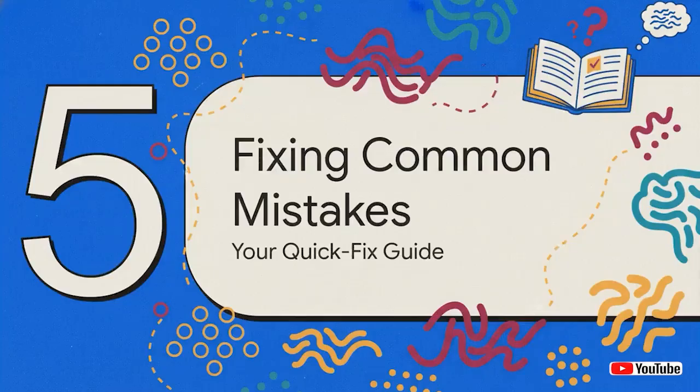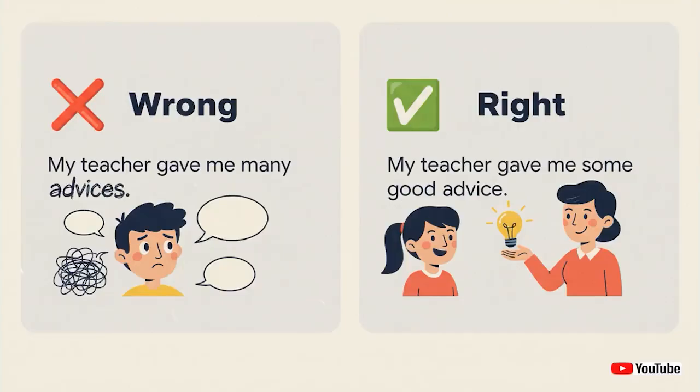Okay, let's wrap this up by putting theory into practice. We're going to do a quick fire round, fixing the most common mistakes people make. Think of this as your guide to sounding more accurate, like right now. First up, the classic advice mistake. Remember what we said? Advice is uncountable, so it never, ever gets an S. Instead of many advices, the natural way to say it is some good advice or a piece of advice.